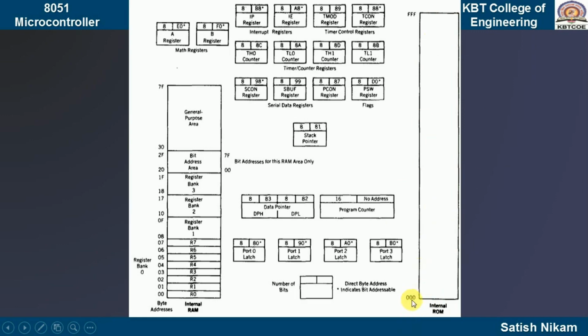Here the memory locations are from 000 to FFF. If you convert this FFF hex number into decimal, you will get 4095. It means a total of 4 kilobytes of ROM is there, and the function we have already discussed: on this memory location, whatever program you are going to write for your application is supposed to be stored.